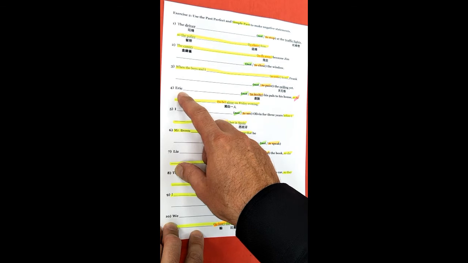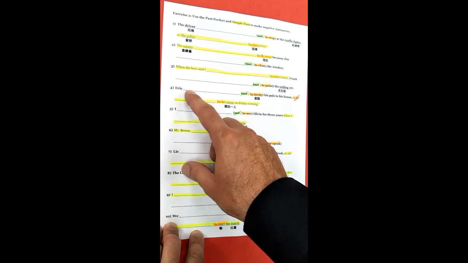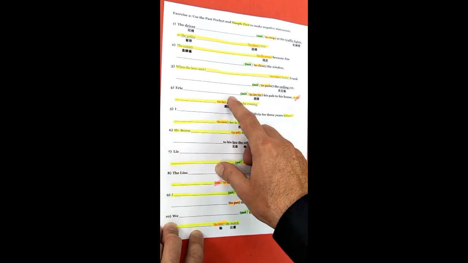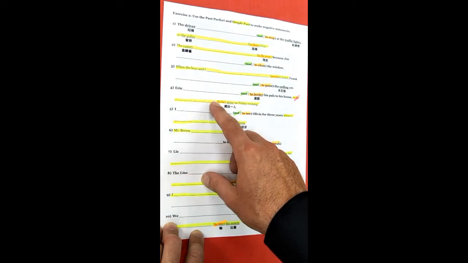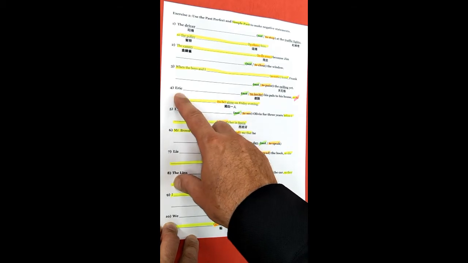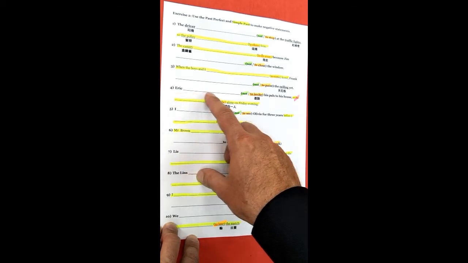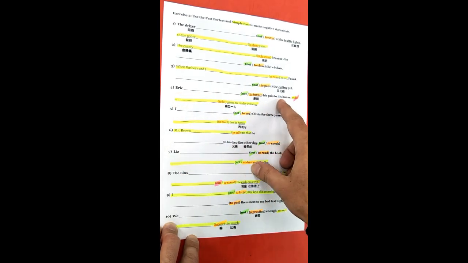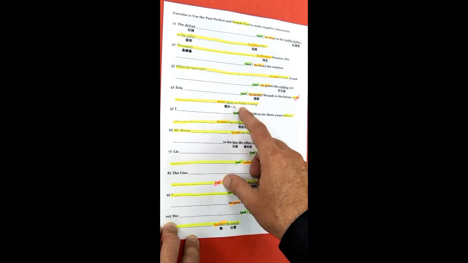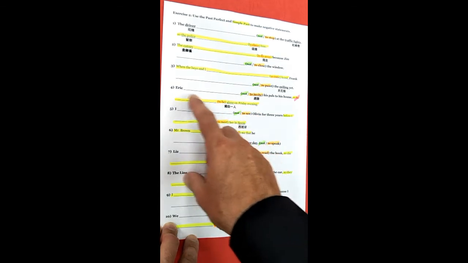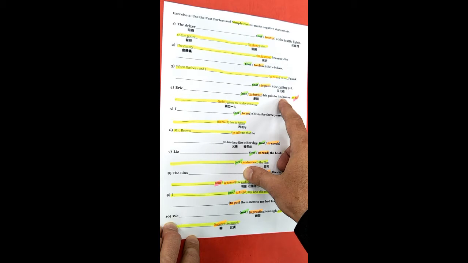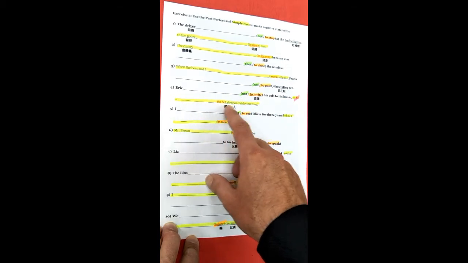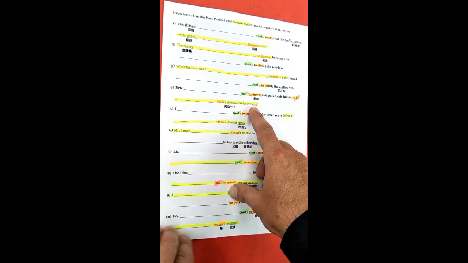Number 4, to invite. Invite, invited, invited. Subject he, so is, was, been. Eric hadn't invited his pals to his house, so he was alone on Friday evening.